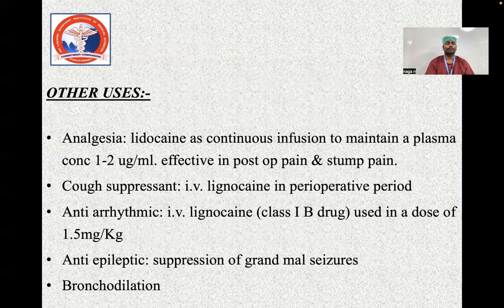Other uses. For analgesia purpose, lidocaine is used as a continuous infusion to maintain a plasma concentration of 1 to 2 microgram per ml. It's effective in postoperative pain and stump pain. IV lignocaine in the perioperative period is used as a cough suppressant. As an anti-arrhythmic, IV lignocaine is used in a dose of 1.5 mg per kg. Anti-epileptic, suppression of grand mal seizures, and bronchodilation.